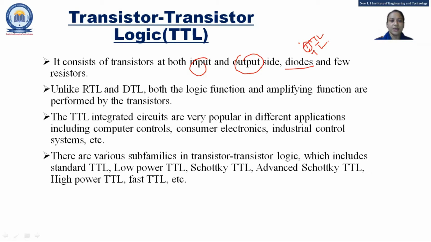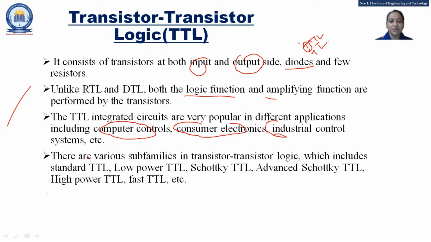Unlike RTL, this TTL performs two kinds of functions. One is the logic function and another one is the amplifying function. Because of this dual functionality, this TTL logic family is used everywhere, such as in computer controls, in constructing a common bus system, consumer electronics, industrial control systems, etc.